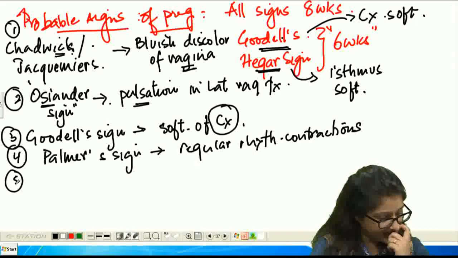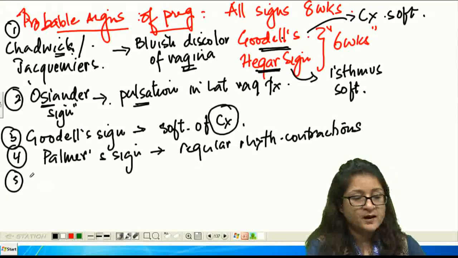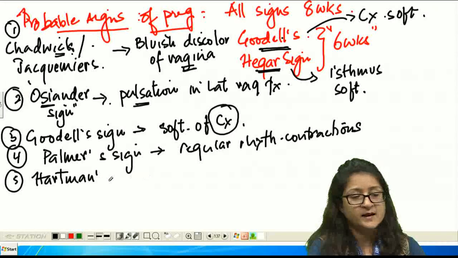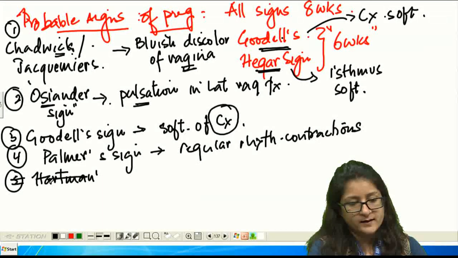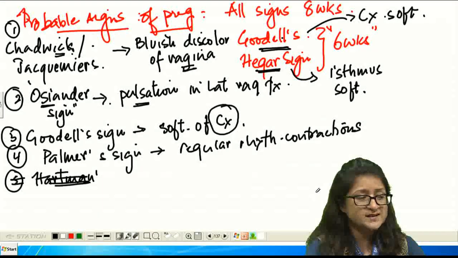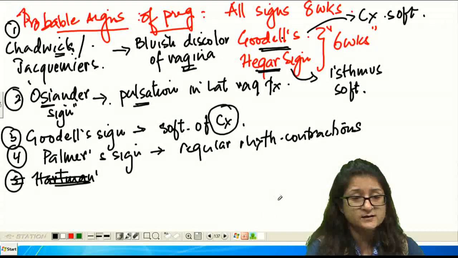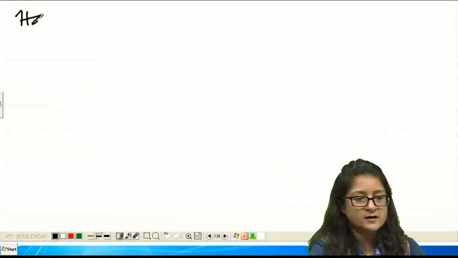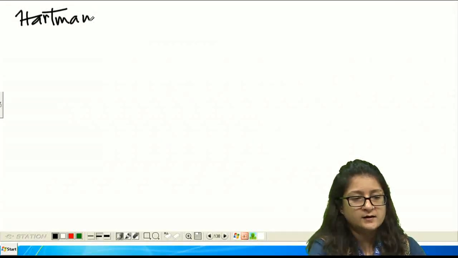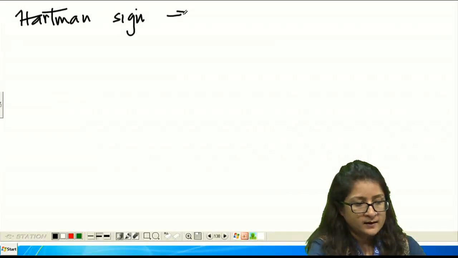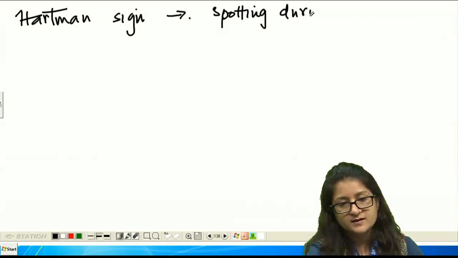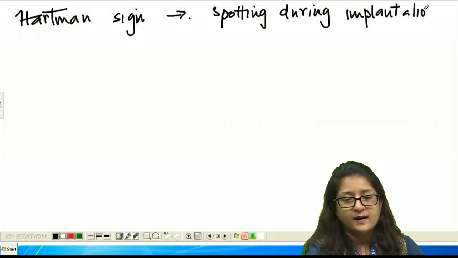Then another sign I want you to remember is Hartmann sign. Now Hartmann sign, okay, this is not a fifth sign here, let me just write it separately because it is not a sign of pregnancy as such. We have another sign which is called Hartmann sign, and Hartmann sign is what? It is spotting during implantation. Spotting during implantation, that is Hartmann sign.